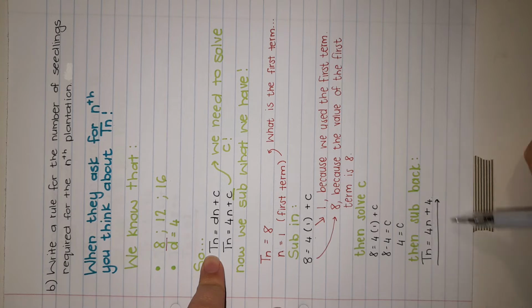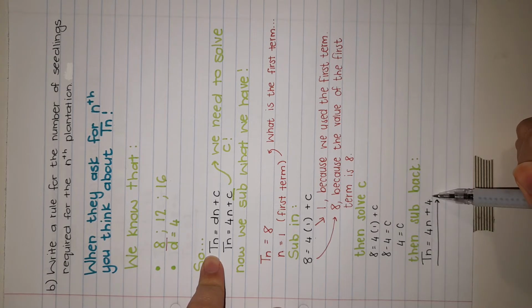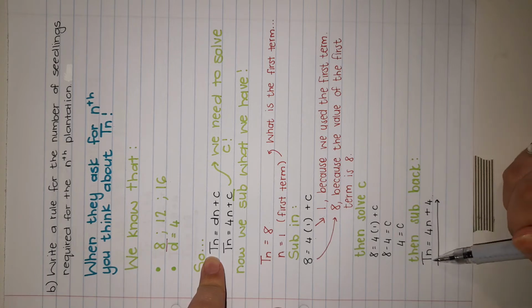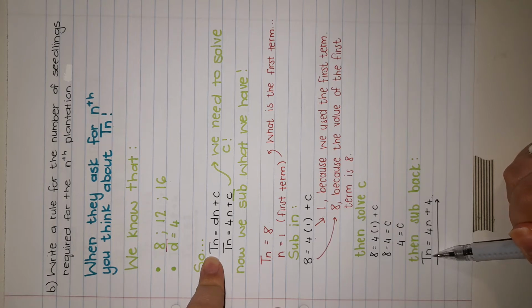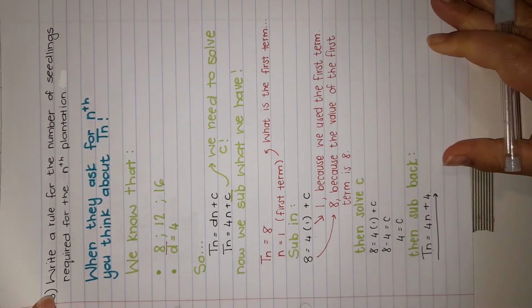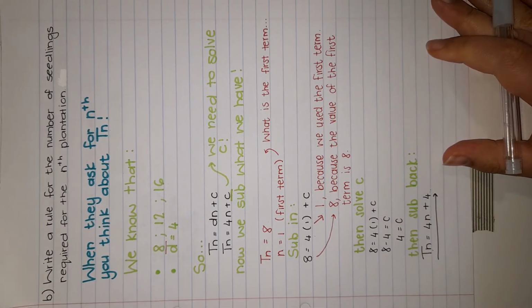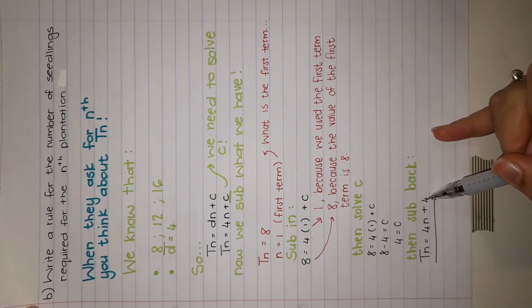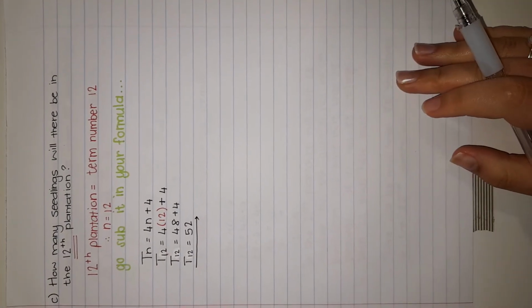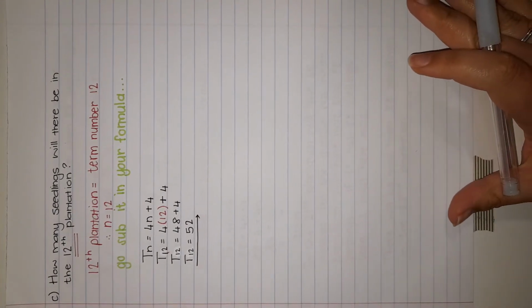So the reason to get this is, if they ask you, what would plantation 100 be? You know your position would be 100, and you can say how many seedlings. So this is where this question comes in handy. Now moving on. So now we know how to get our general term, our nth term. Now, how many seedlings will be in the 12th plantation?